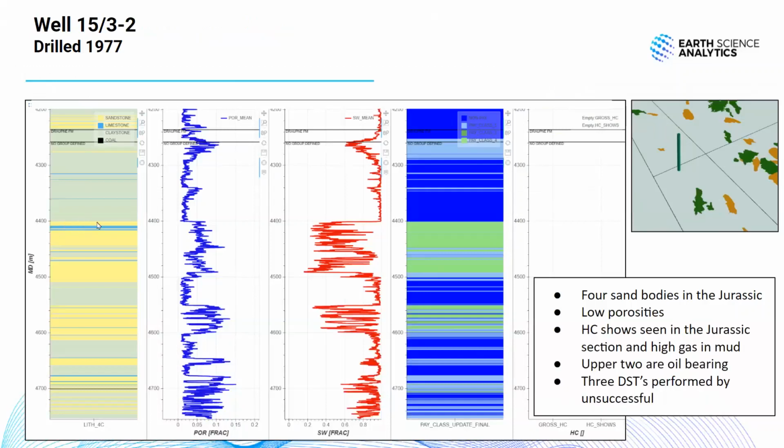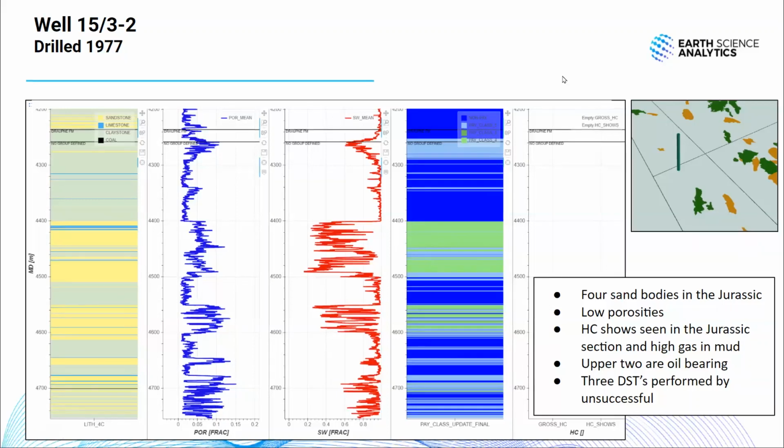What we have is upper Jurassic sands being predicted. We have porosities associated with those sands, and we have predicted lower water saturations. And of course, we come out with a pay classification here. So if you go to the completion report, four sand bodies have been identified. They do have low porosities. You can see our porosity cutoff there, around about say 8 to 10%. Some reach 12% at the base. Oil shows have been recognised.